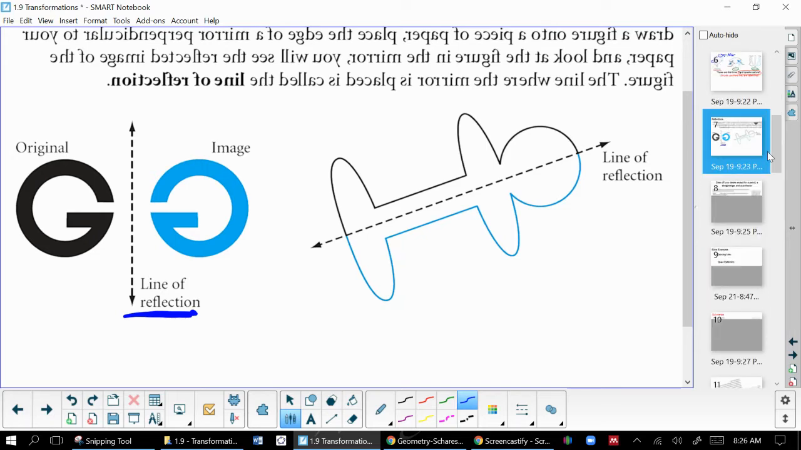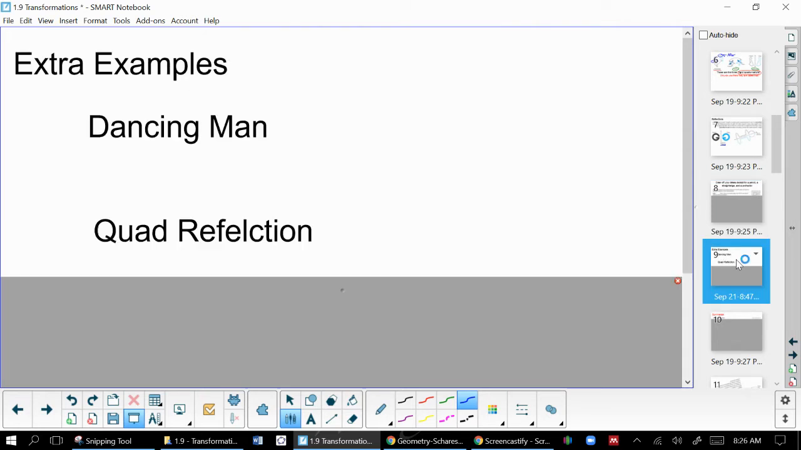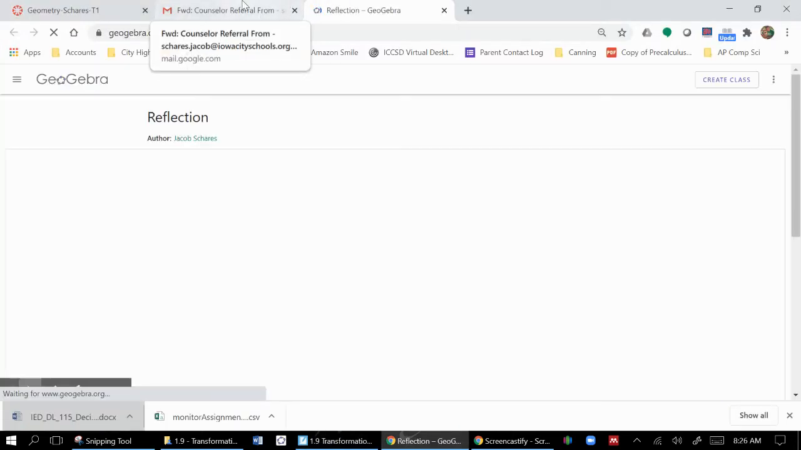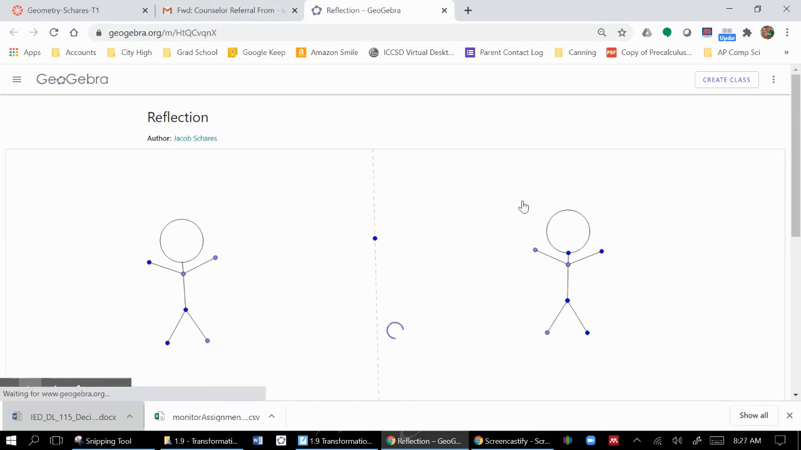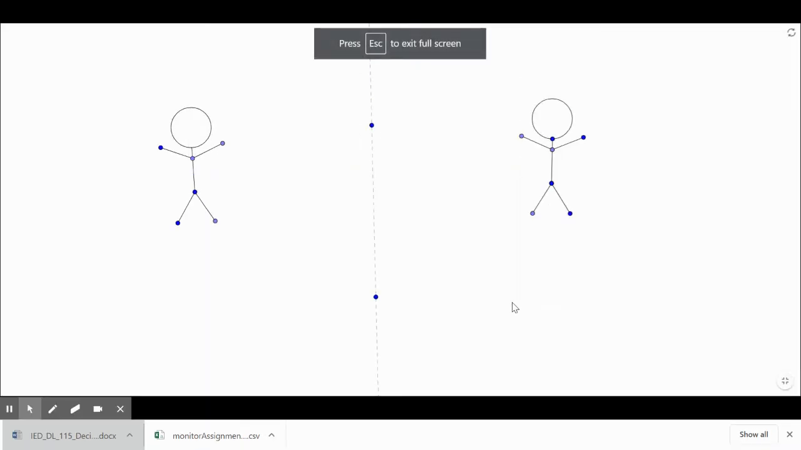Okay, next up, normally we do this little activity in class with the patty paper. We're going to skip over that. We've got an online version we can do too of examples of reflections. So we've got one here. I've called it the dancing man. We should probably change that to dancing person. But I've got a reflection here of a person, right? The one on the left is the original, and the one on the right is the image.